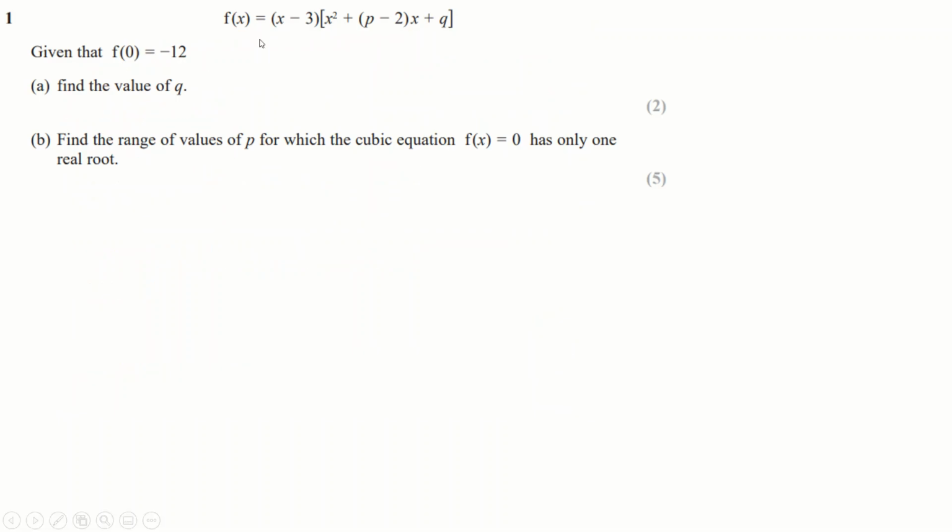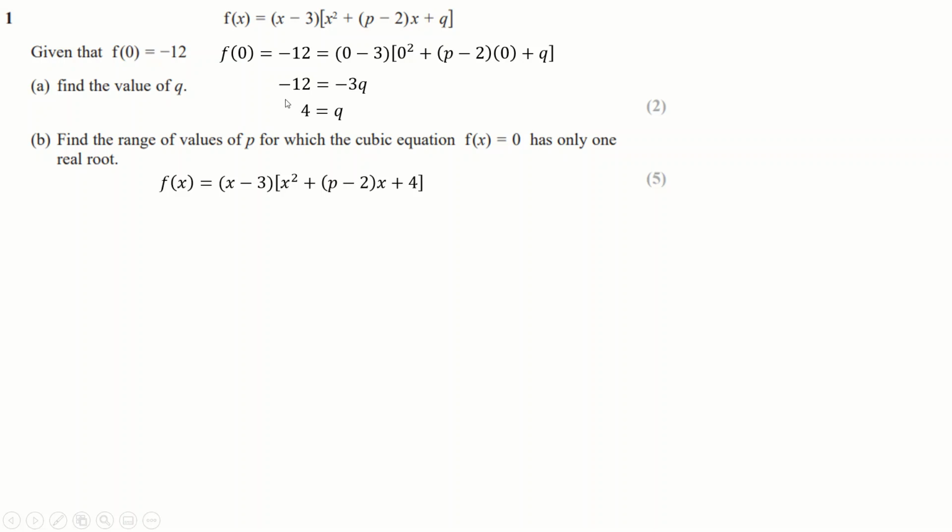Given f of 0 is this, so we put 0 into here, and turns out fairly straightforward. You just say that makes it minus 12, and this all just goes away here, and you just end up with q is 4. Good. Find the range of values for which this only has one real root. Now, we know f of x, we can put the 4 in now. We know it has one root at x equals 3.